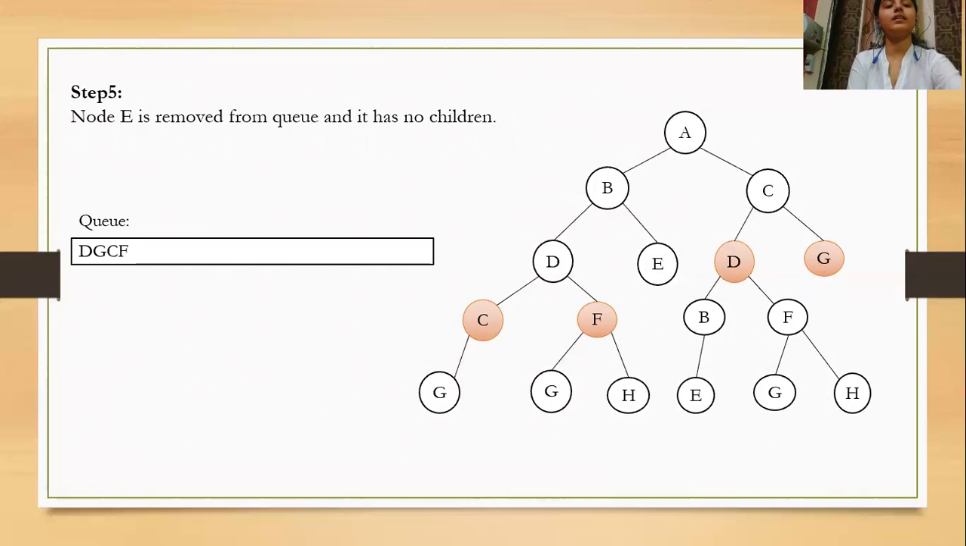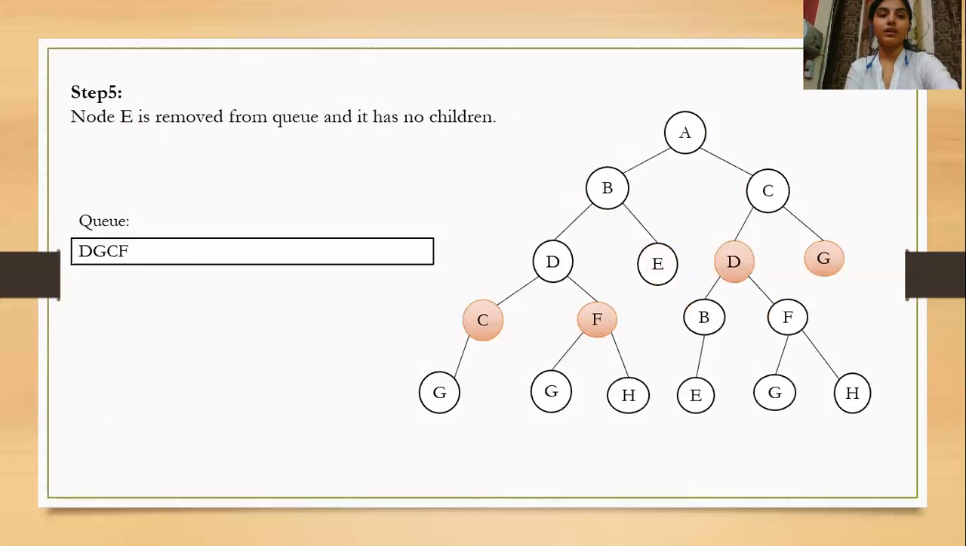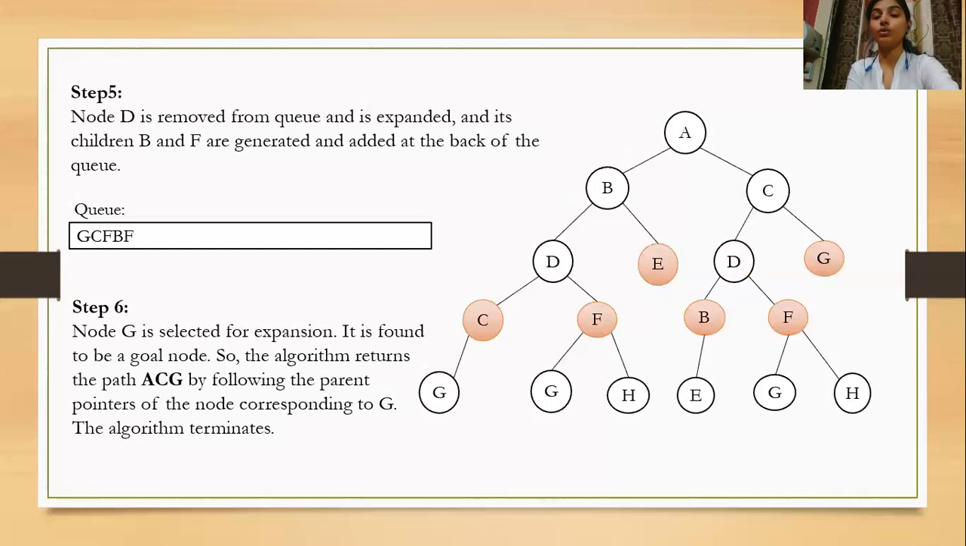Now we will see that D is the first node in the queue. So we will see if D is our goal node or not. D is not our goal node, so we are going to add B and F, the children of D, to the back of the queue.